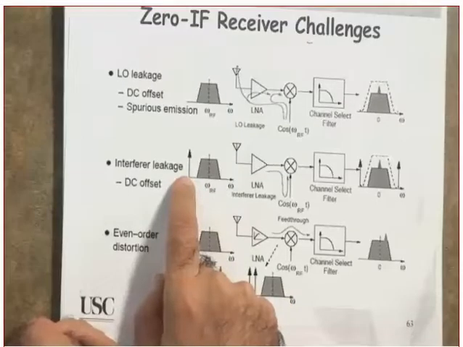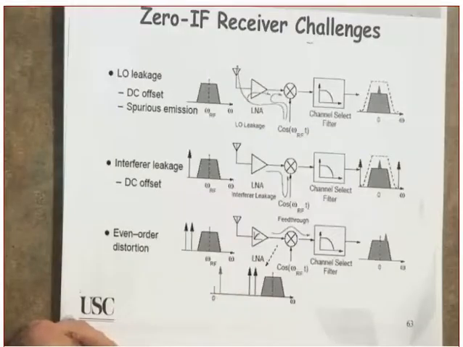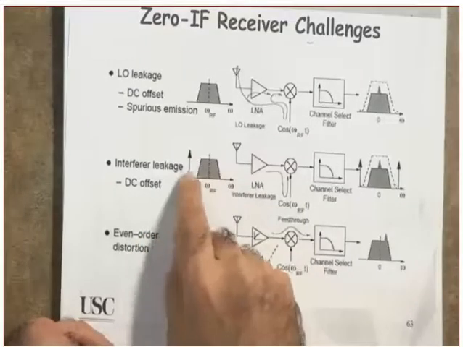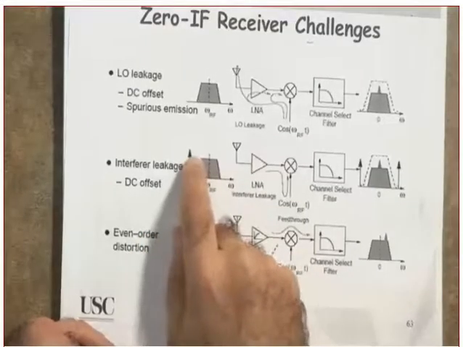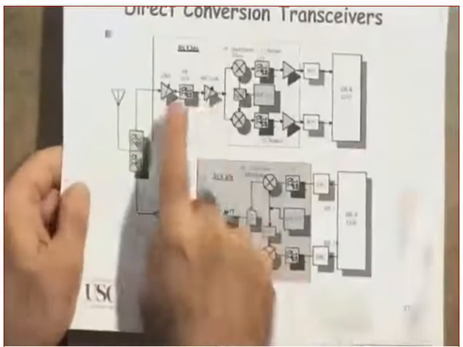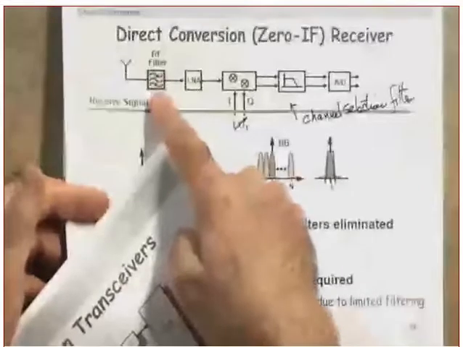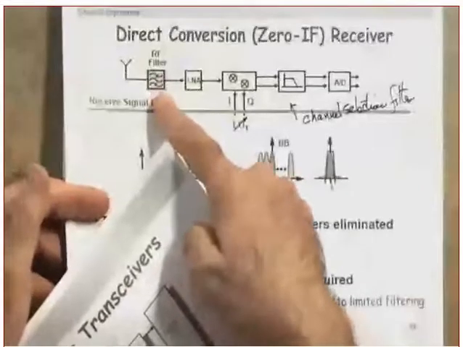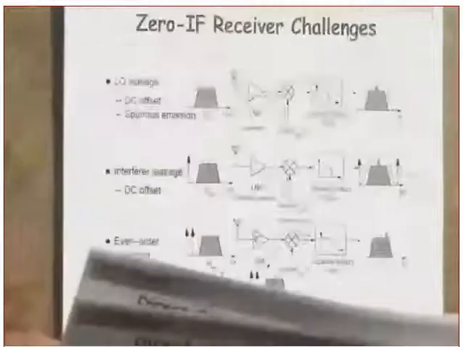Because the transmitter, that interferer, happens to be close to the receiver. By the way, it is within the desired band, which means this filter was not able to remove it, because it's within the desired band. Clear? Okay.